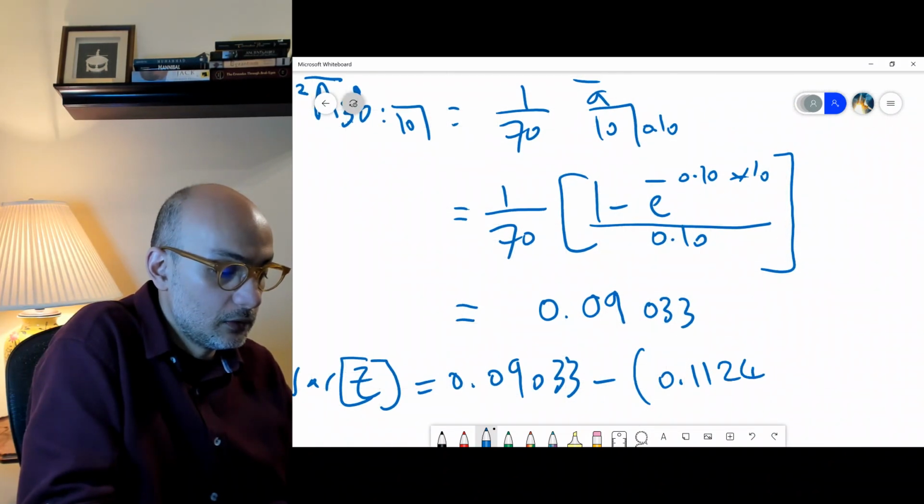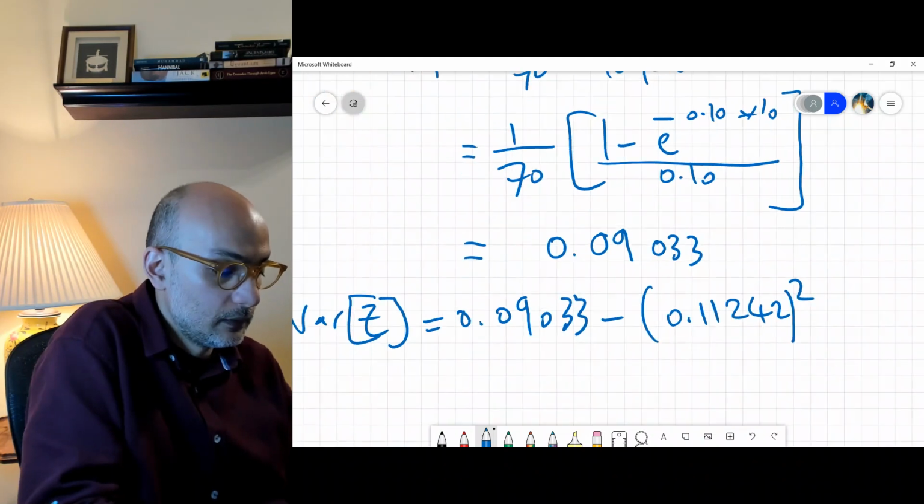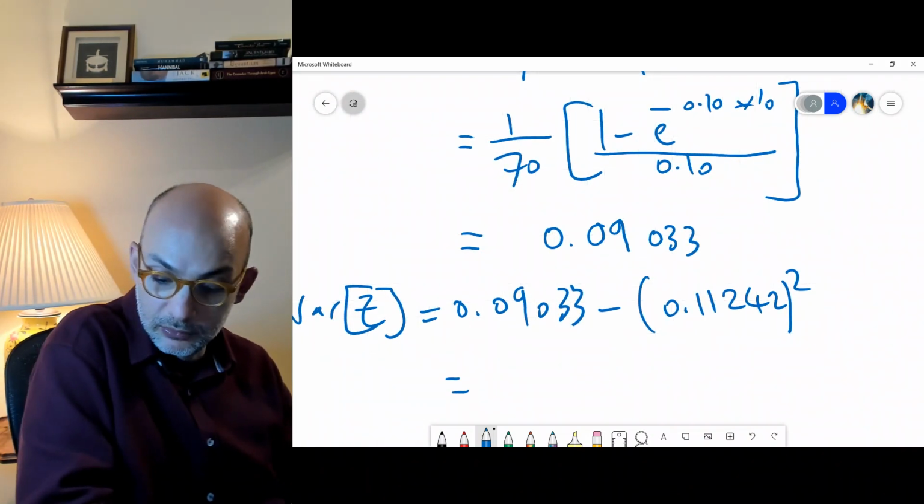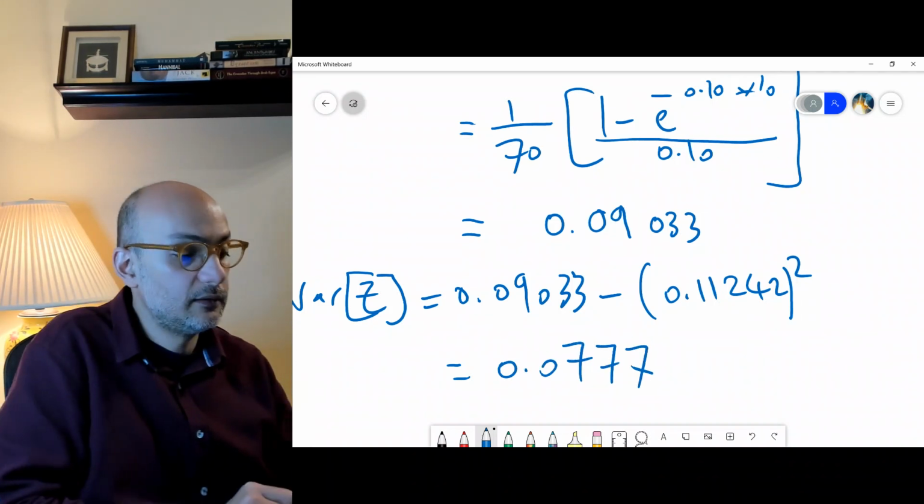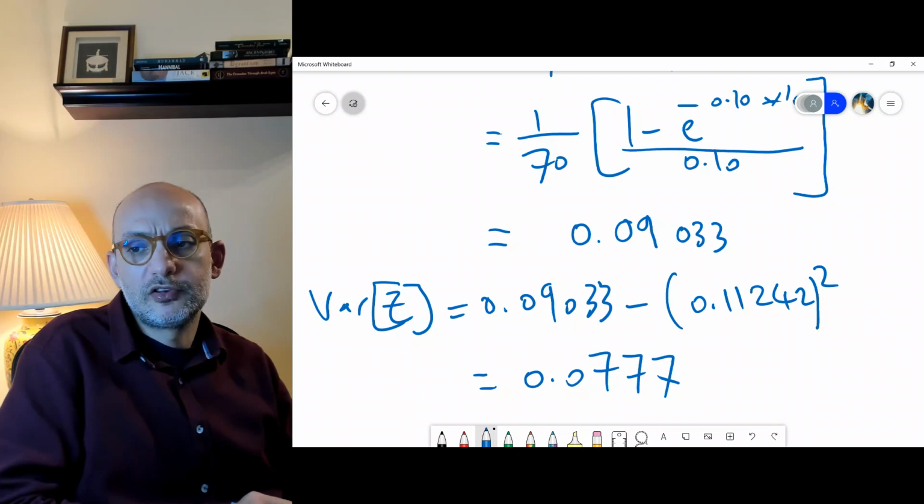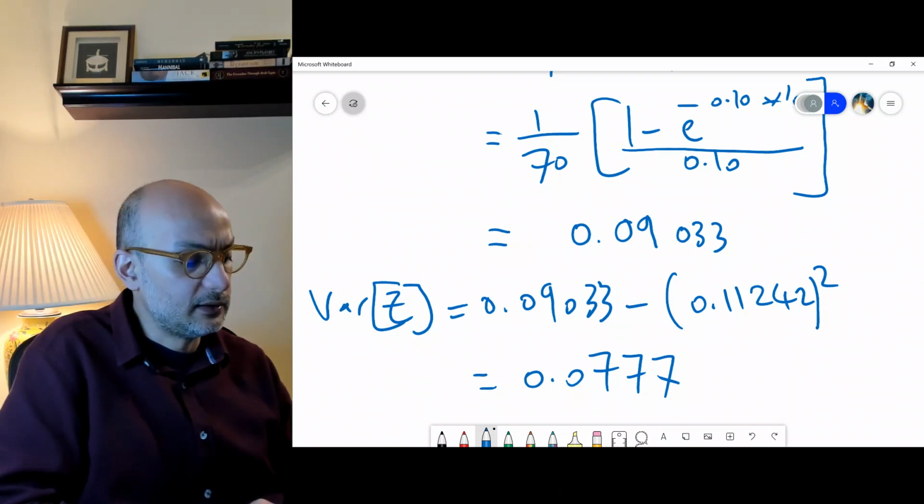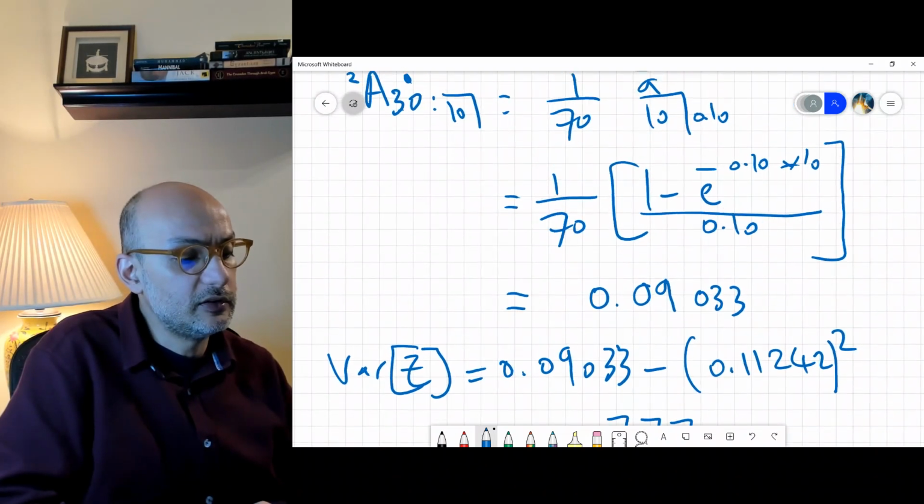0.11242. And this should be now 0.777, right? This is straightforward. There is nothing complicated here. If you know the formula, it's easy to do it.